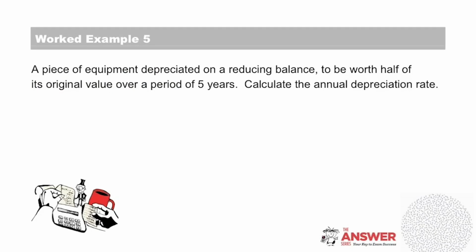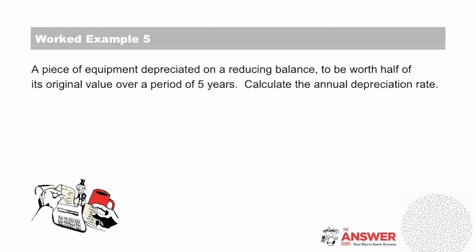Here is another example which also happens to be about a piece of equipment. Again, we will read it through as a whole first, and then on the second read through, we can focus on the detail. Here is the first read. A piece of equipment depreciated on a reducing balance to be worth half of its original value over a period of 5 years. Calculate the annual depreciation rate.